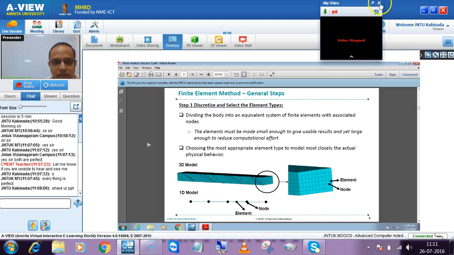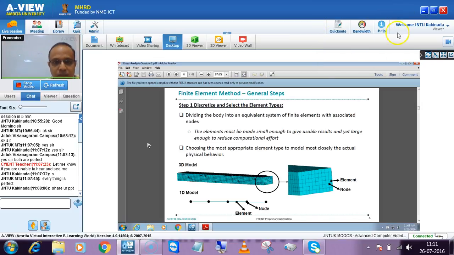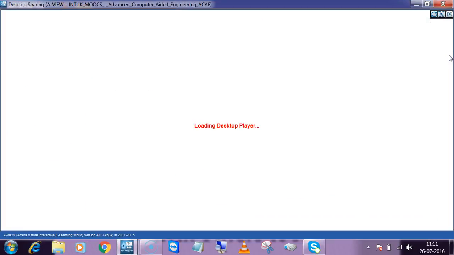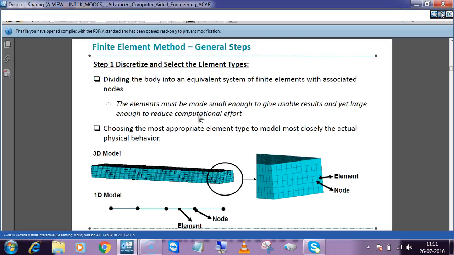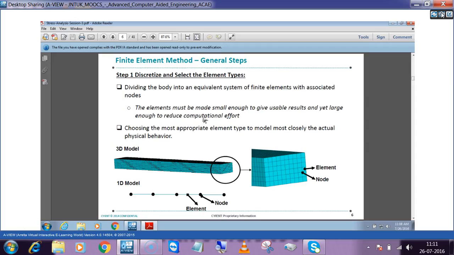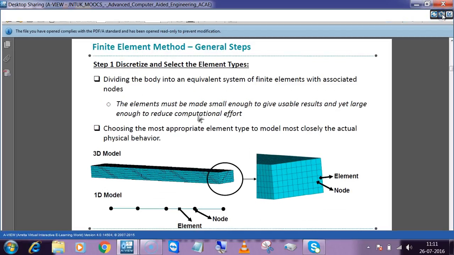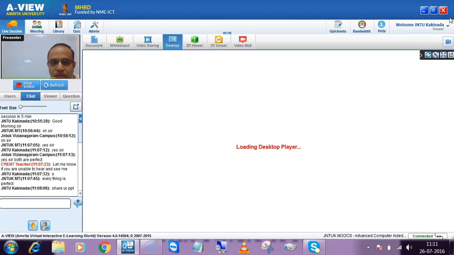And then that is the first step. So one of the important things we discussed in the last session is some of the more important points while considering meshing the model. The elements must be made small enough to give usable results and yet large enough to reduce the computational effort. So we need to make a balance between element size so that it should give usable results and also reduce the computational effort. That's how we need to make a balance.